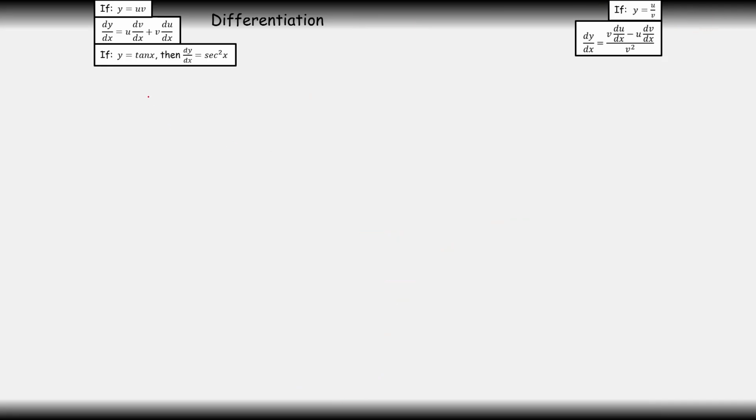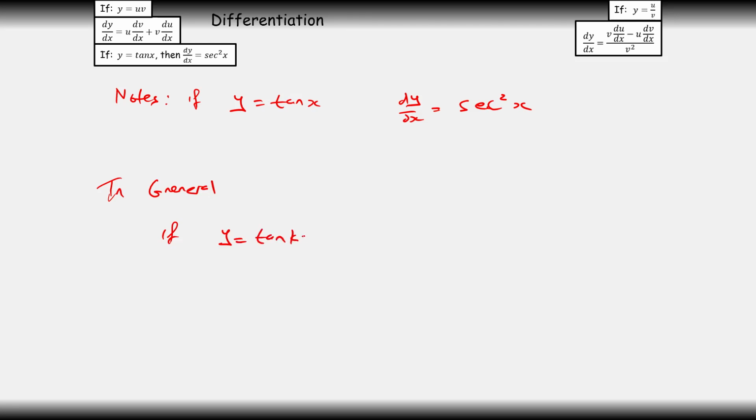Okay, so some notes for you. Just based on the differentiation we just did. If y is equal to tan of x, then dy over dx is equal to sec squared x. Now in general form, if y is equal to tan of kx, then dy by dx is equal to k sec squared kx. So make some notes, hit pause, make some notes. When you're ready, hit play and we'll look at another example.